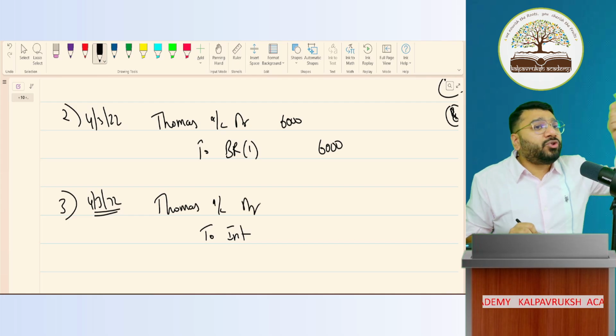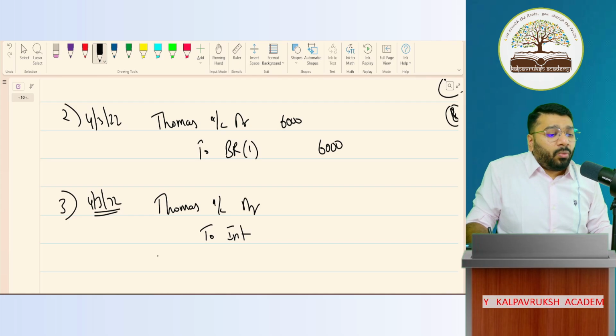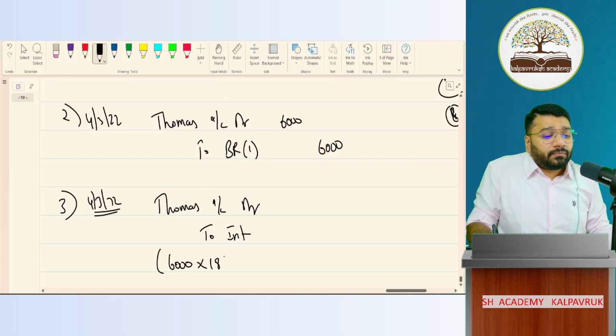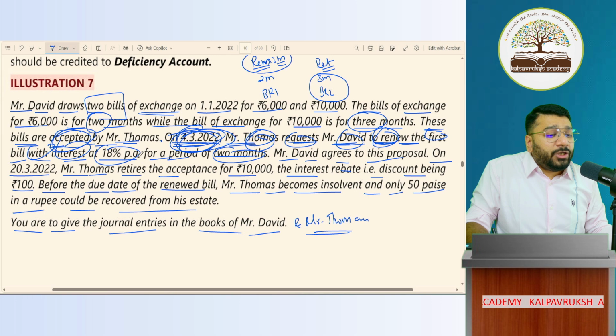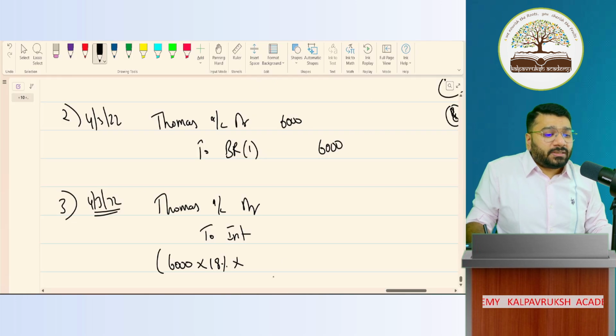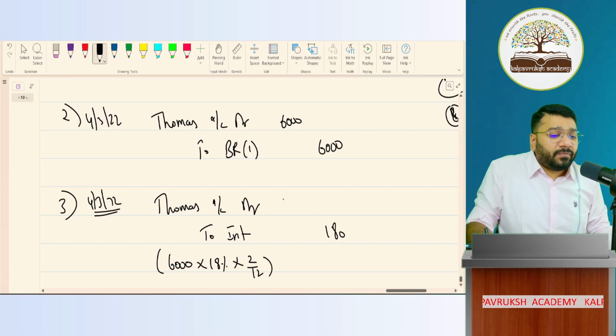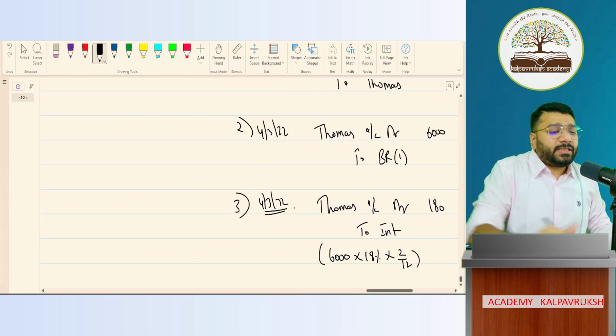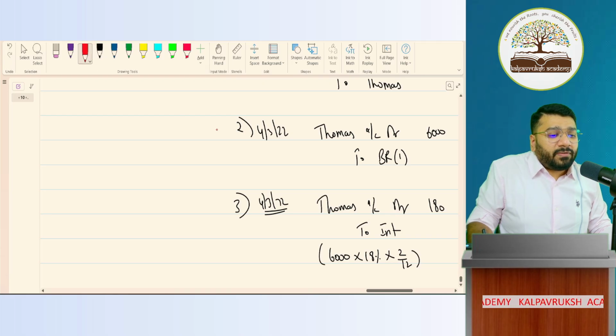Anything that I receive in future is asset. To create asset, debit. What is interest? 6,000. Interest is 18% per annum. And the credit period, new credit period also is 2 months. So 6,000 into 18% into 2 by 12, how much it is? 180. 180. Any problem?